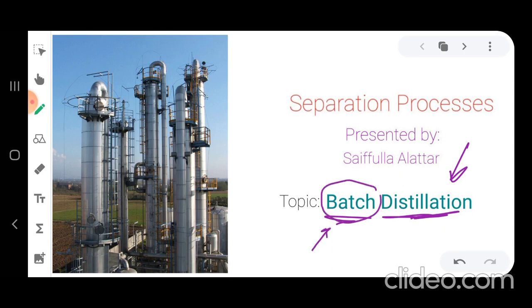Batch means it is not a continuous process, so you have a change with time. It is not continuous, it is not steady state, it is unsteady state behavior. So you don't have a continuous feed, not like what we discussed before, when we have this column and continuous feed here, and then we have continuous product.